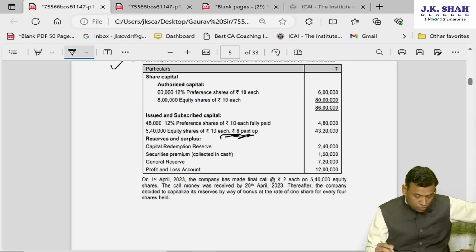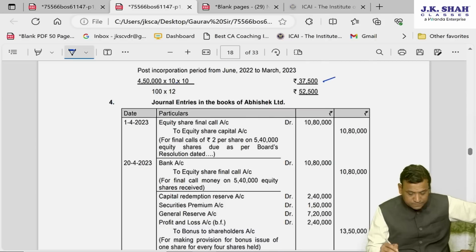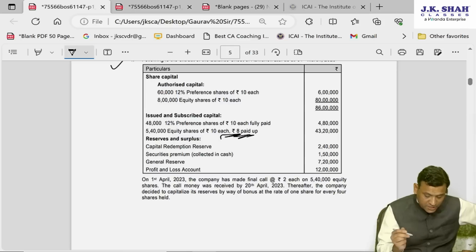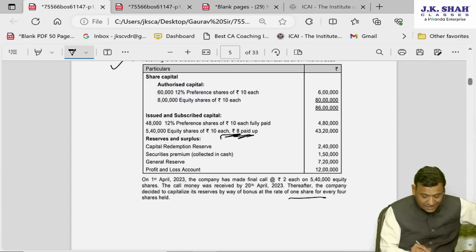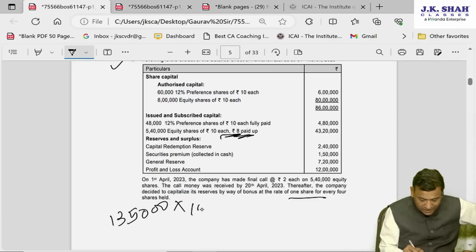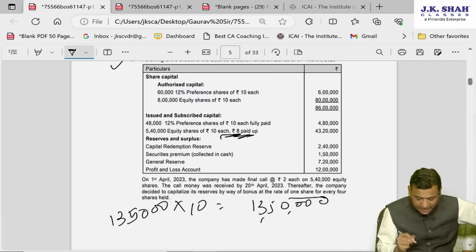So 5,40,000 into 2, we would have received that amount. Equity share final call to equity share capital, and then you received it. Now how much bonus shares you are giving, friends? The question says you are giving 1 share for every 4 shares held. So 5,40,000 divided by 4, you will be giving 1,35,000 shares as bonus into 10. So 13,50,000.